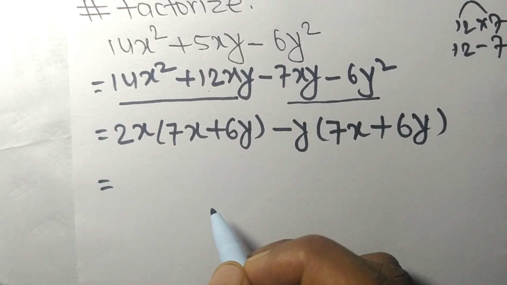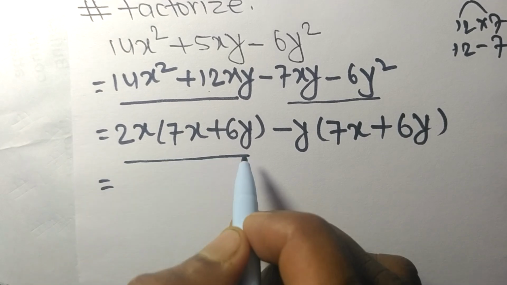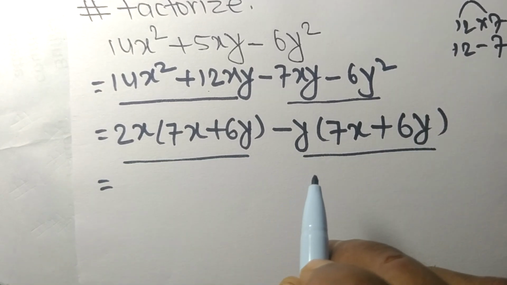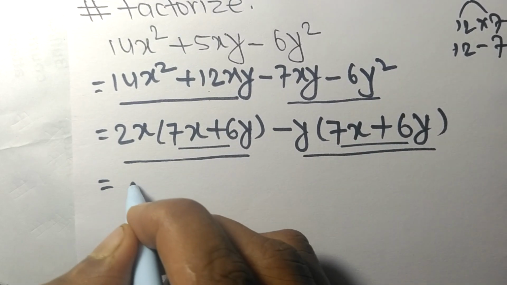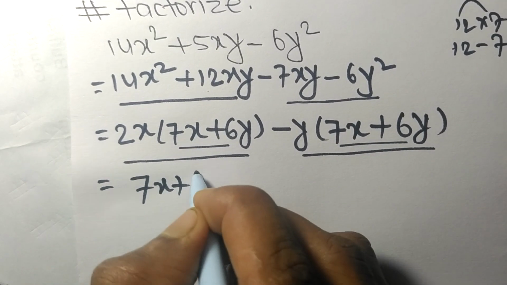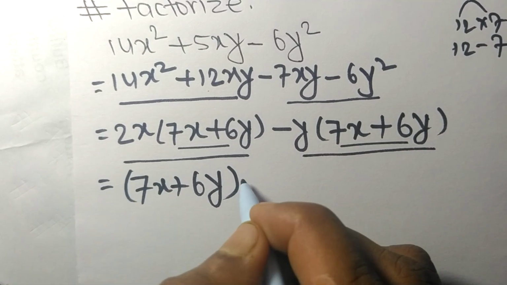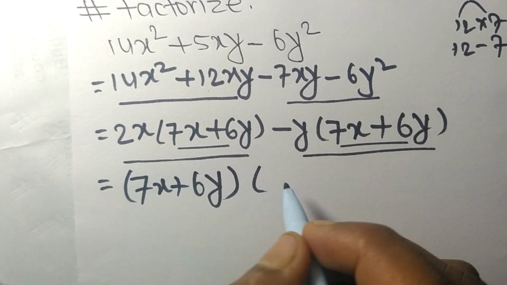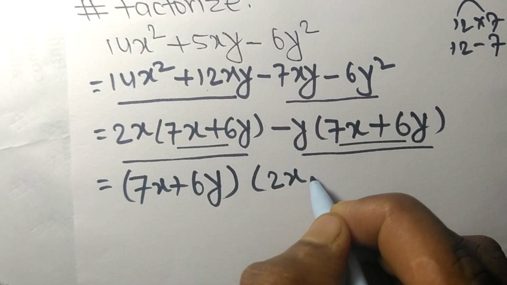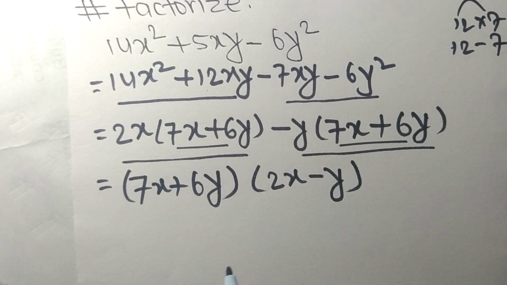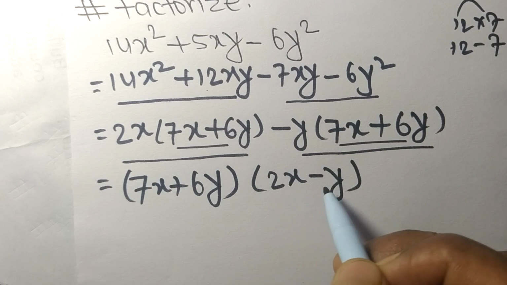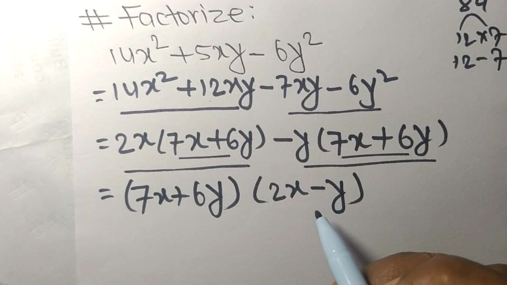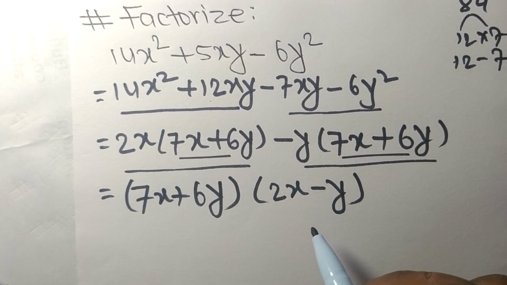Now we again find the common factor in the first and last expression. Both contain 7x plus 6y. So 7x plus 6y is common, and remaining in the first is 2x and in the last is minus y. So 7x plus 6y and 2x minus y are the required factors. So this much for today, and thanks for watching.